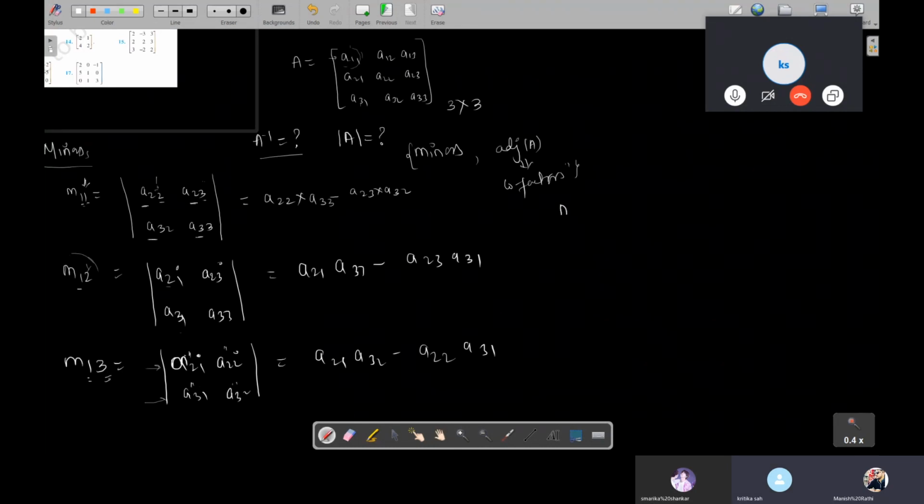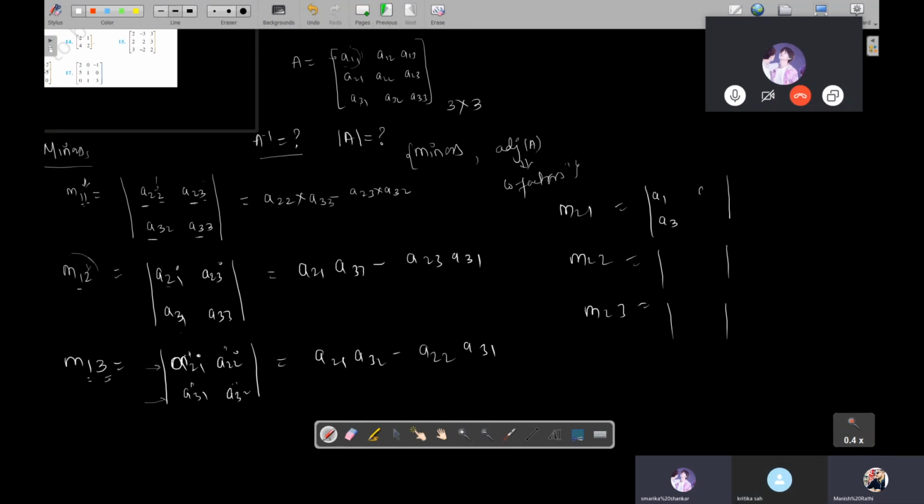So let me do M21, M22, M23. Now see very carefully. For M21, row 2 is already used, so I'll be left with rows 1 and 3. Column 1 is used, so I'll write column 2, column 3. Check here: for M21, I need to hide this row and column, and I will be left with A12, A13, A32, A33. See, the same values have been written over here.